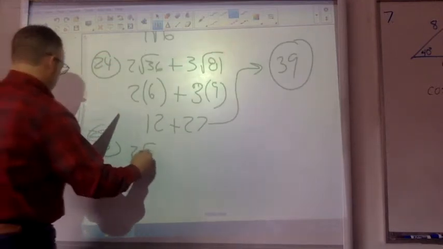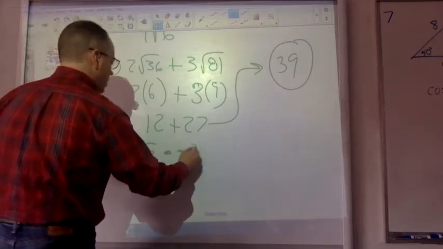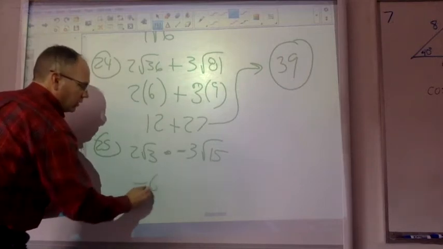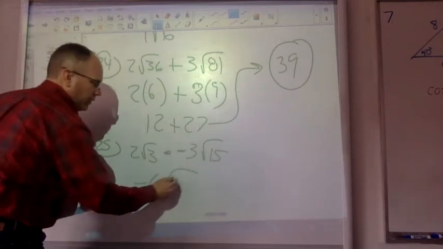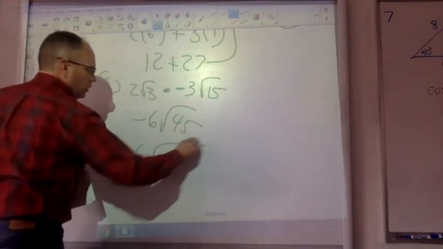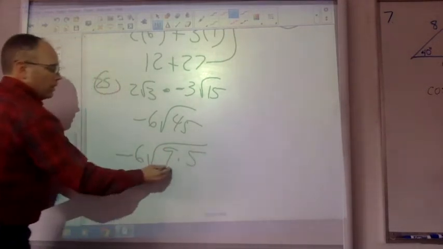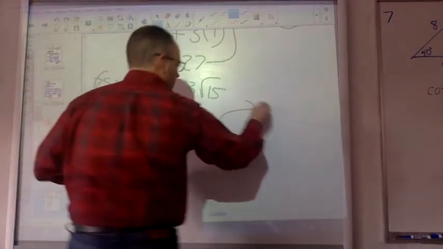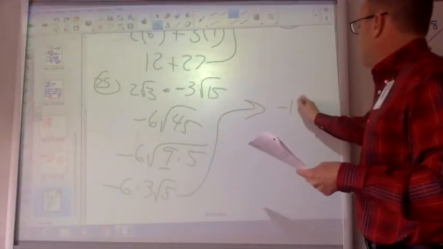2 root 3 times negative 3 root 15. 2 times negative 3 is negative 6. Root 3 times root 15 is root 45. I could break root 45 up into 9 times 5. Square root of 9 is 3. So this gives me an answer of negative 18 root 5.